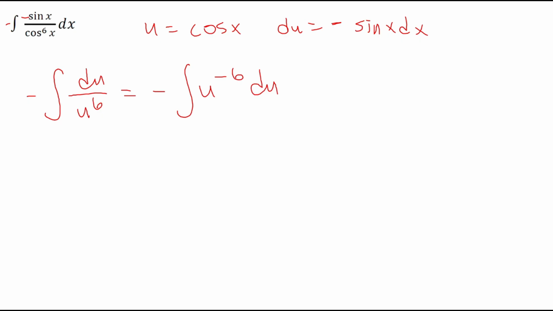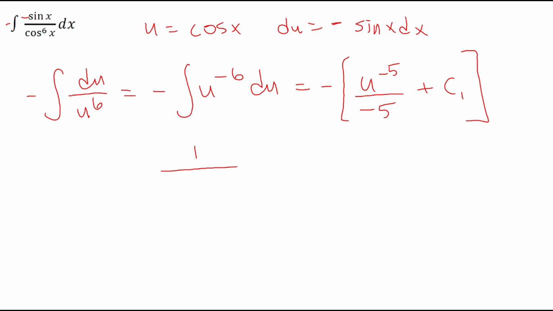And when I integrate u to the negative 6th, we've got that opposite out in front, the integral of u to the negative 6 should go up to u to the negative 5, and we'll divide by negative 5, plus some constant. And when I distribute that negative sign through and turn everything back into terms of x, the negatives will cancel. So we're just going to have 1 over 5 cosine to the 5th of x plus some constant.